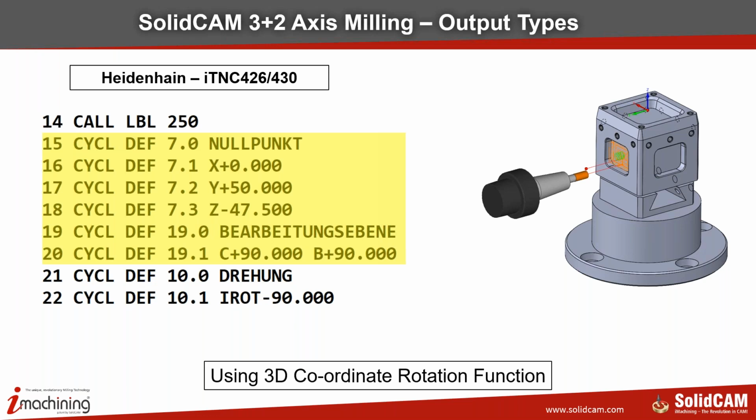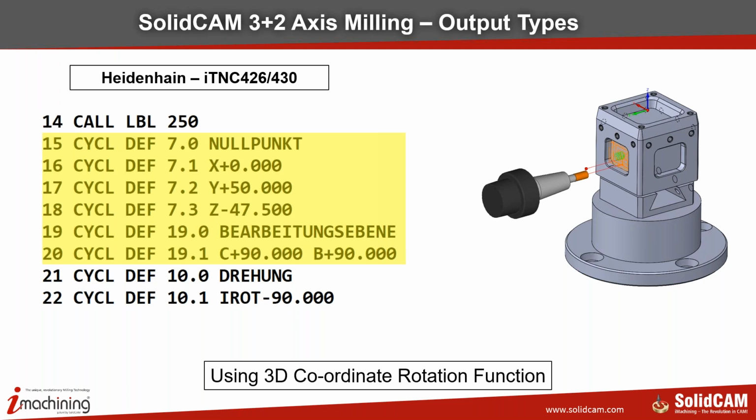Okay, so there the plane function doesn't exist in the older controls, but the rotation is done using cycle 19 and cycle 19.1. So these were the three common controller functions that you could encounter. There are several other controllers, but I'm not touching upon them. I've just picked up the three most popular controllers: Fanuc, Mitsubishi, Siemens, and Heidenhain, both 530, 426, and 430.